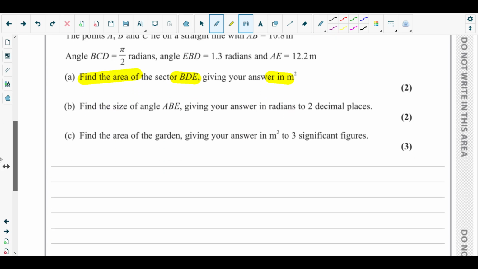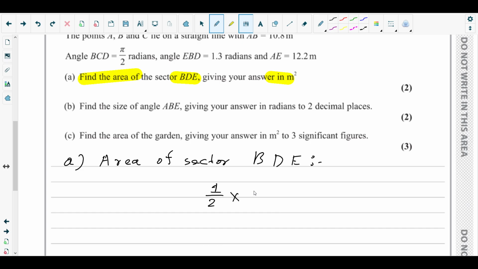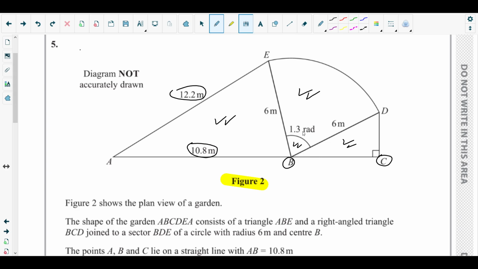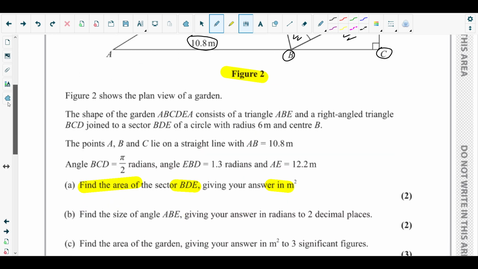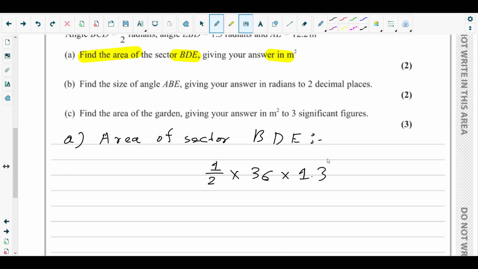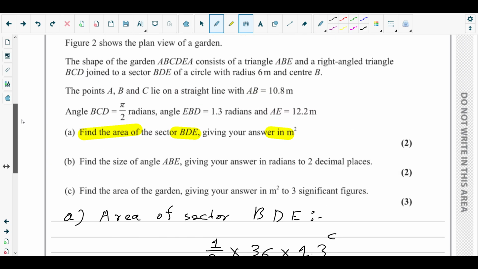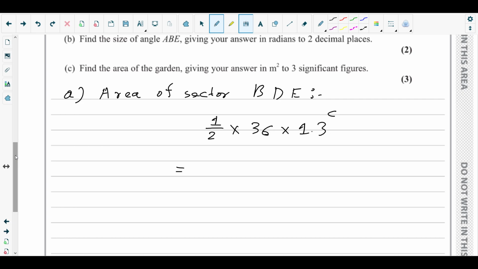So the area of sector BDE is half r squared theta. Half of, what's the radius? The radius is 6, so 6 squared is 36. And theta is the angle between the two adjacent radii, that is 1.3 radians. We need to give our answer in meters squared. So half of 36 is 18, times 1.3, gives you 23.4 meters squared. That's the answer for part A.